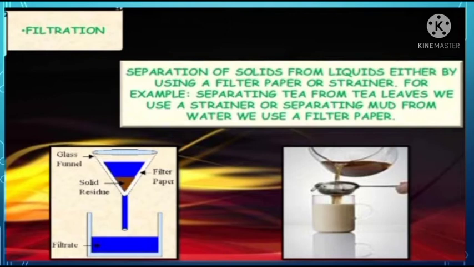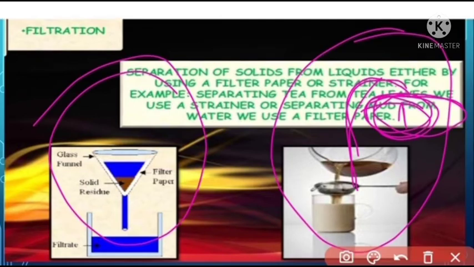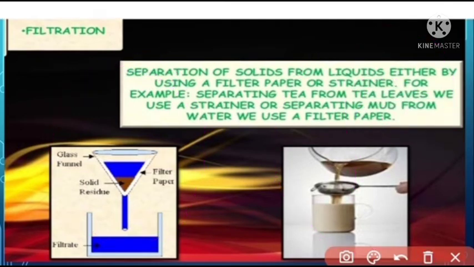So what is the definition of separation? Separation of solid from liquid, either by using a filter paper or a strainer.